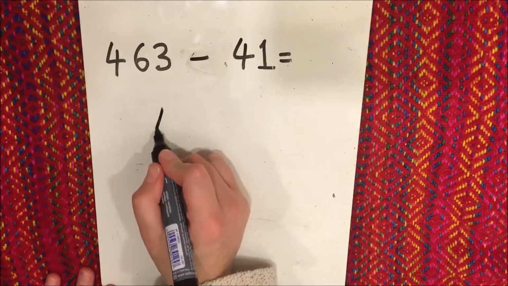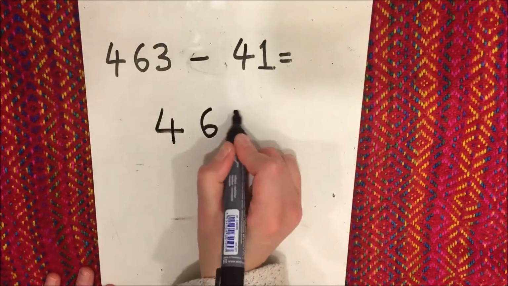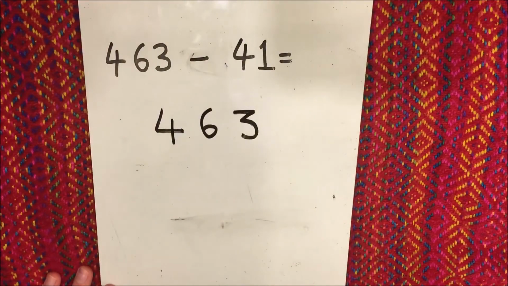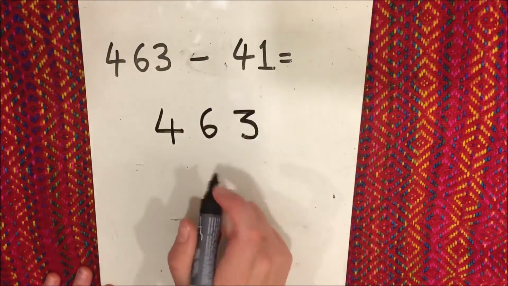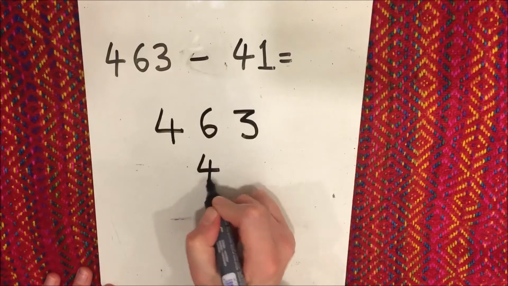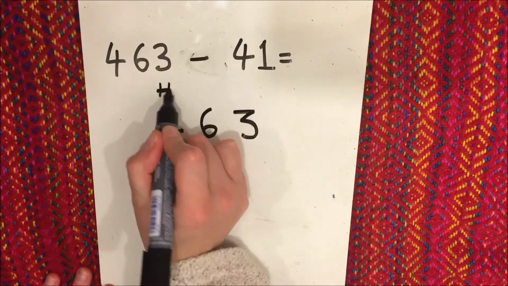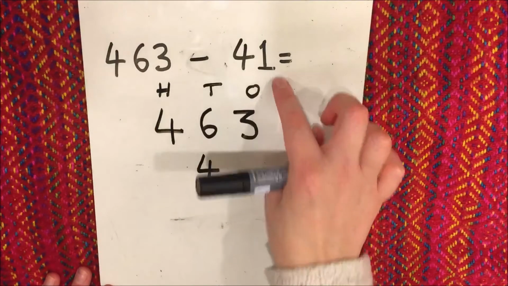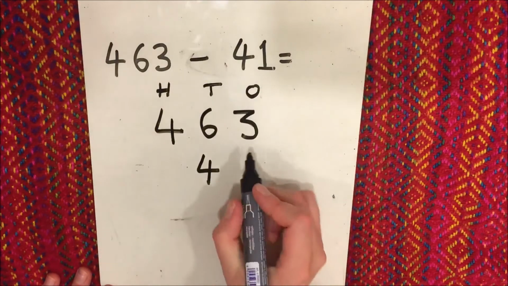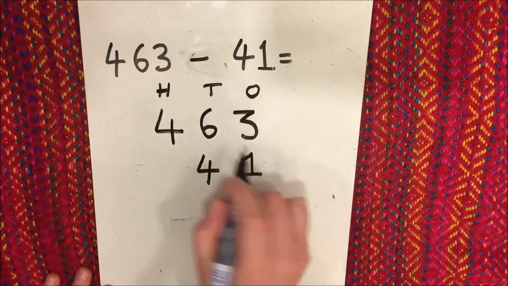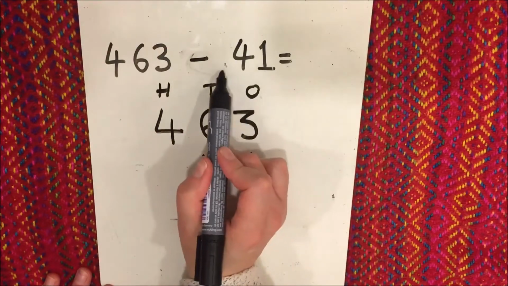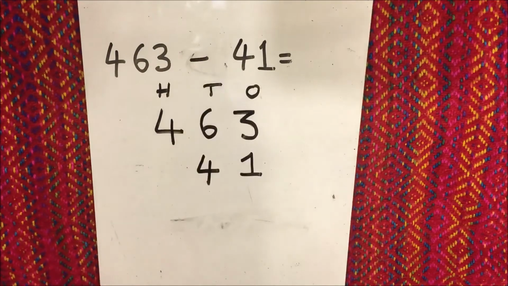So to begin with, we did 463. Underneath we need to write 41. Where does that go? Where does the 40 go? That's right, underneath the 60 because they're both tens. Hundreds stay together, tens stay together, ones stay together. Where do we write the 1? That's right, underneath the 3 ones from 463. And we've got nothing in here because we don't have any hundreds in this number.